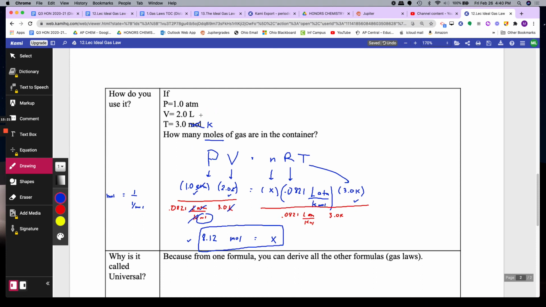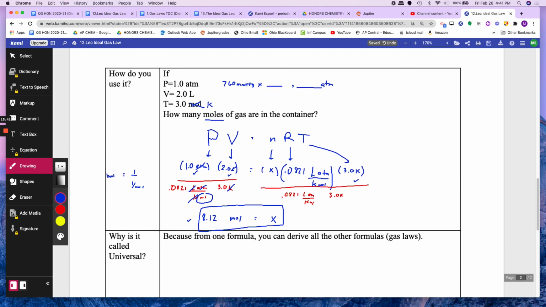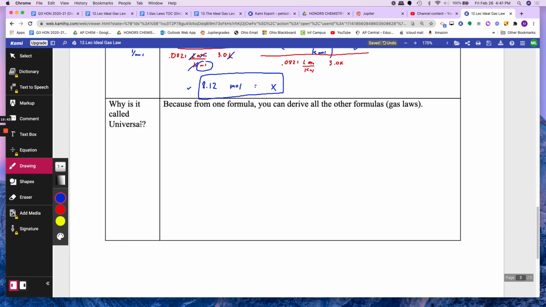Again, if they don't give you 1 ATM, let's say they gave you 760 mmHg, you have to convert this to ATM, okay? Because if you don't convert, you're going to get the wrong answer because the ATM and mmHg units will not cancel, okay? So why is it called universal? From one formula, you can get all the other formulas. Okay, let me show you.